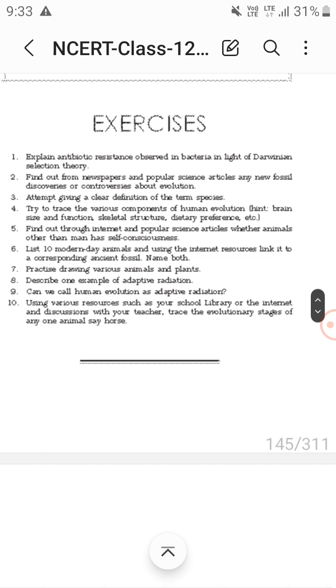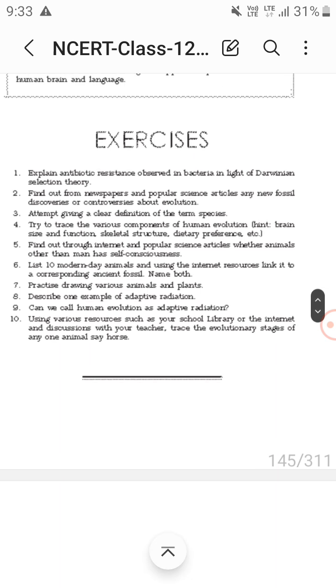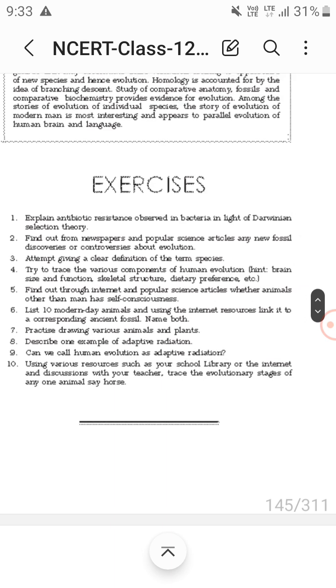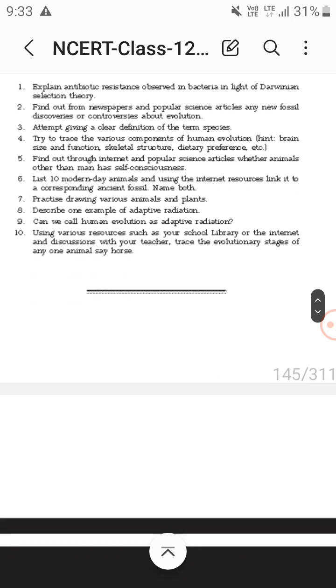Hint: brain size and function, skeletal structure, dietary preferences, etc. So human evolution, telling about brain size and function. You see, brain size 30-50 cc. Then skeletal structure and dietary preference. They eat meat, vegetarian, non-vegetarian.